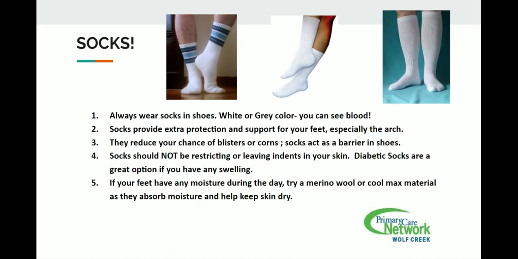They reduce your chance of blisters or corns, and socks do act as a barrier in your shoes. Socks should not be restricting or leaving indents in your skin. So diabetic socks are a great option if you're having any swelling. If your feet have any moisture during the day, you can try a merino wool or Cool Max material, as they absorb moisture and help keep your skin dry.